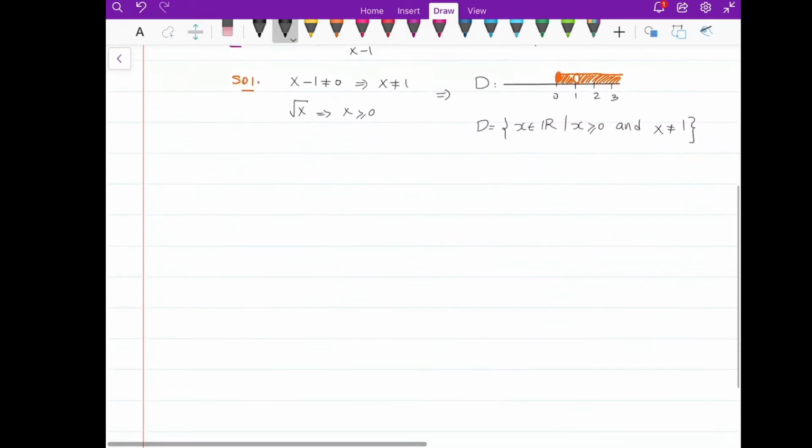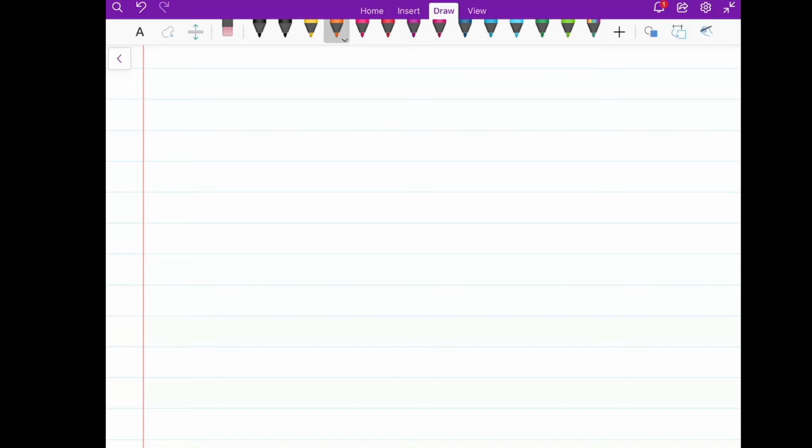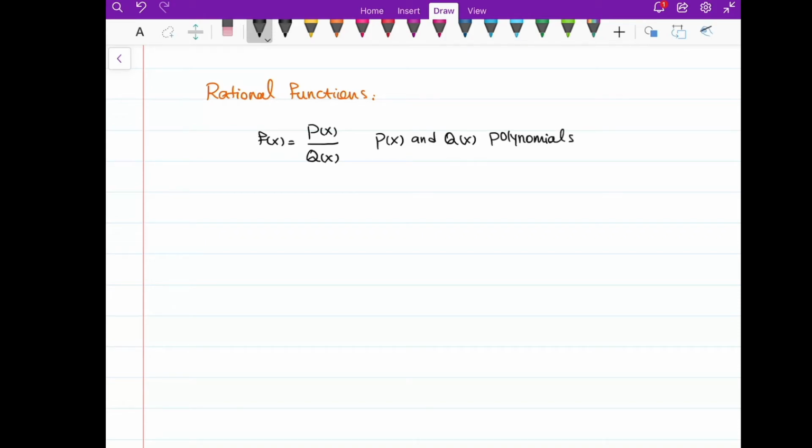Okay, one other class of algebraic functions is just rational functions. So rational functions, what are those? Some function like this: f of x equals a fraction. On top I have a polynomial, on the bottom I have a polynomial. So p of x and q of x are both polynomials. Okay, as a note, the domain of this function is all x such that the denominator is not equal to 0.